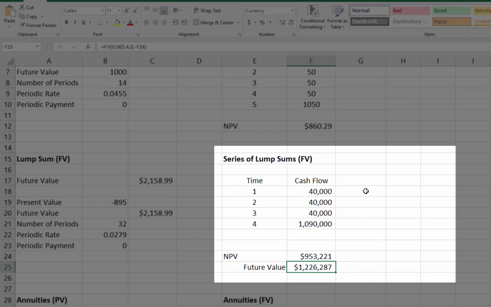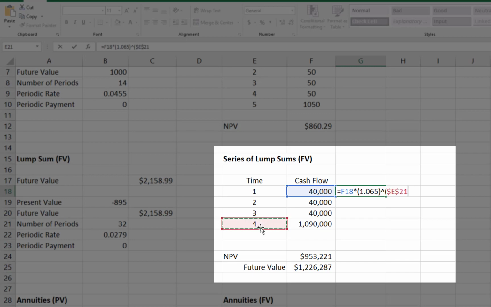Alternatively, I could kind of do what we did with the formula approach and just figure out the future value of each of these cash flows individually. So let's take a look at how we would do that. So if I multiply this times 1.065 raised to, in this case it's going to be the 4 minus 1 power, so I'm raising it to the 3rd power, and that's because that cash flow is going to compound 3 years.